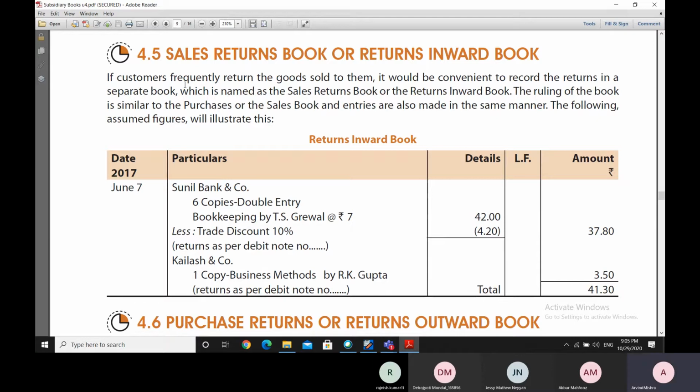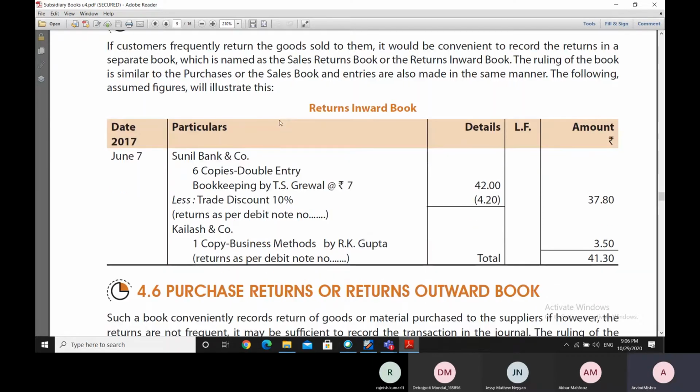Now, many times it happens that the customers will return the goods which are sold to them because of quality issues or any other issue. So it becomes convenient to record such returns in a separate book so that we know how much of our sold stock is being returned back. Therefore, all these sales returns are entered into a book called the sales return book. It is also called the return inwards book. The columns in this book are similar to the purchase book or the sale book, and even the entries are made in the same manner.